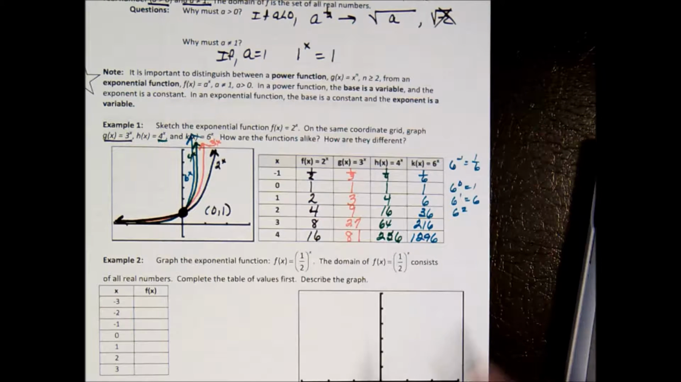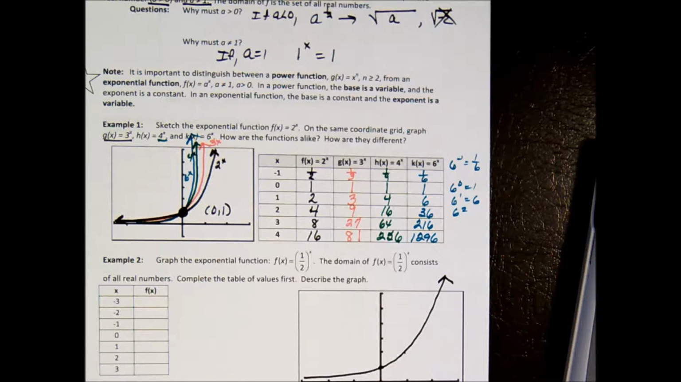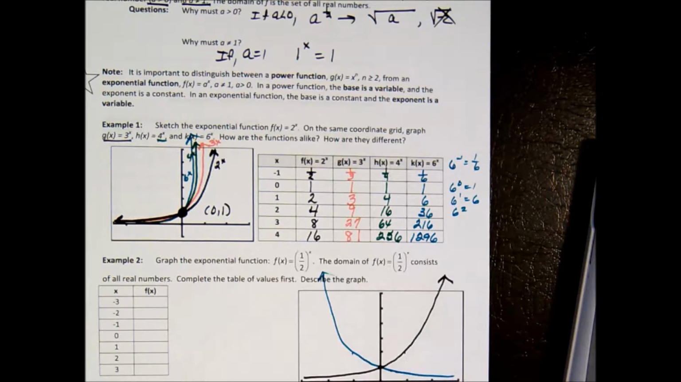So I'm going to draw 2^x. It looks like this. But in blue, I'm going to do (1/2)^x, and it looks like this. And if I could draw nicely, and I did pretty good, those would be symmetric to each other across that y-axis.